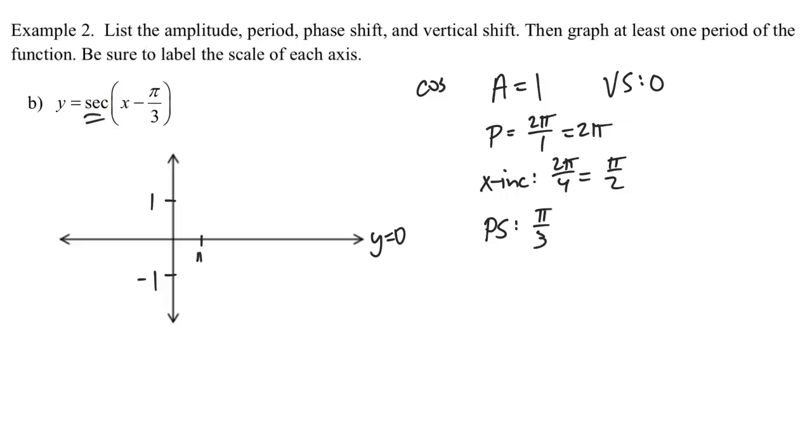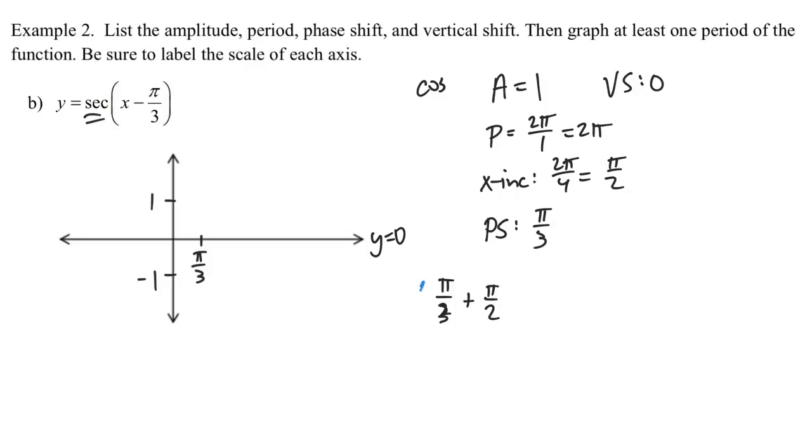And so I'm going to put positive pi over 3 down here on the x-axis as my first x value, and then start finding my other x values by adding the x increment. And so pi over 3 plus pi over 2. Now this cannot be done because they don't have the same denominator, so I've got to get them to be the same denominator, which of course would be 6.